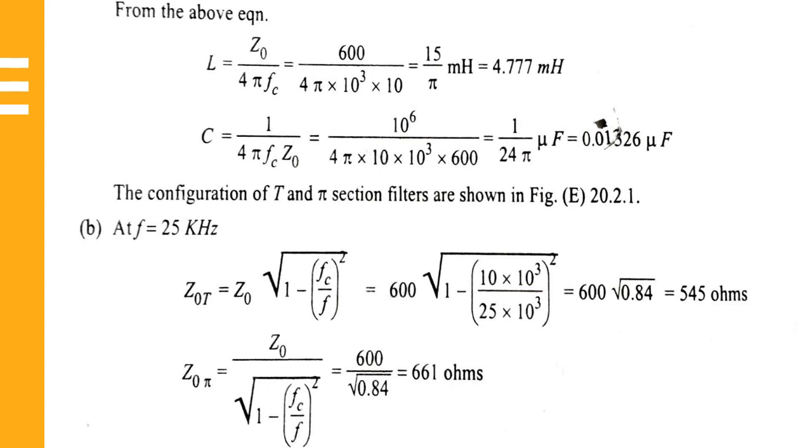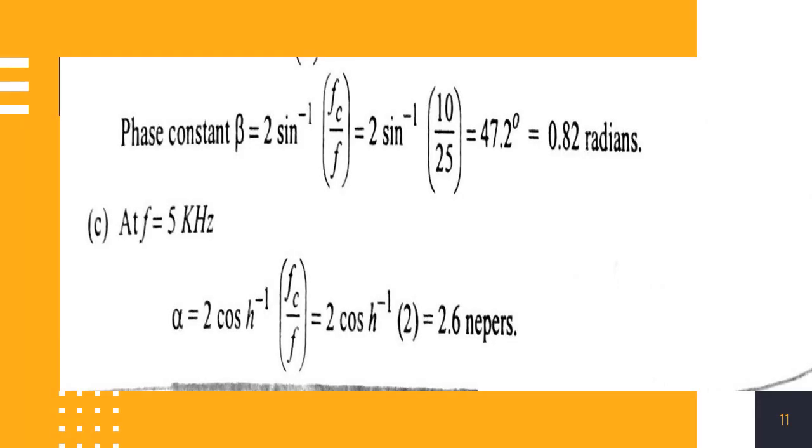In the vice versa case, it is 600 divided by the root of the same part, which is 0.84. You will get 661 ohm. Now the second is the phase constant beta. Beta is equal to 2 sine inverse of fc by f, where fc is the cutoff frequency and f is the normal frequency. Substitute the values and you will get 47.2 degrees. But if you want it in radians, you will get 0.82 radians.